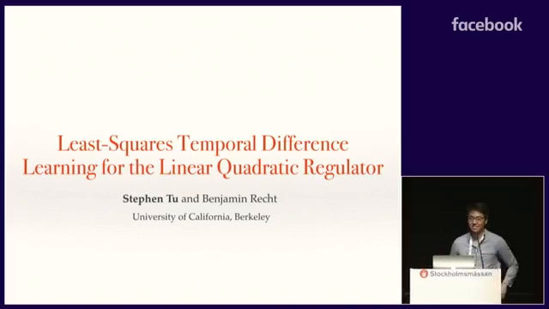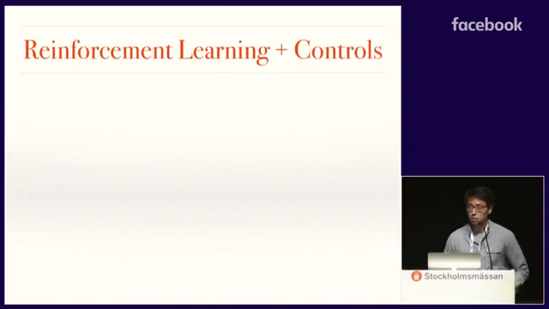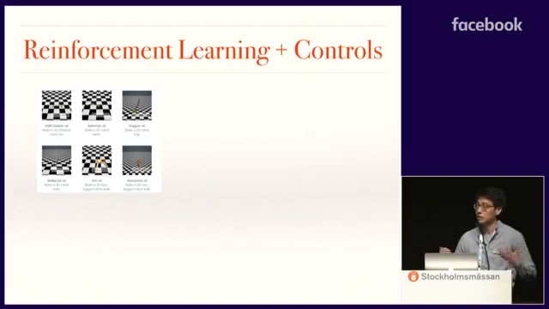So let's do this. Today I'm going to talk about my work on LSTD for LQR. Before I get into the details, I want to give a high-level sketch of the research that I've been focusing on for the last couple of years. The idea is that there have been a lot of applications of reinforcement learning in continuous control tasks. I want to emphasize continuous here. Applications of this include locomotion tasks and the MuJoCo OpenAI benchmarks.